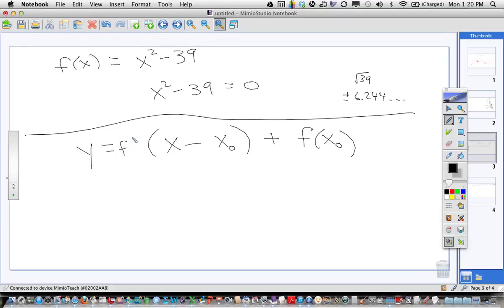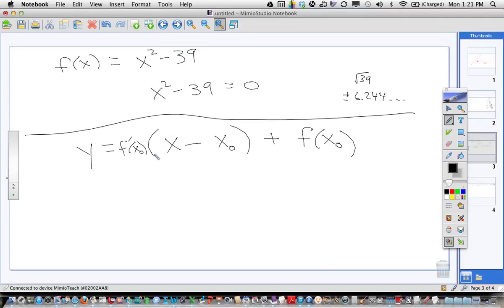F prime of x sub 0. Right? This would be the tangent line equation of what I'm doing. Now, what do I care about the tangent line? I want to know where the tangent line does what? Crosses the x-axis. When I talk about Newton's method, a lot of times I talk about writing the tangent line.